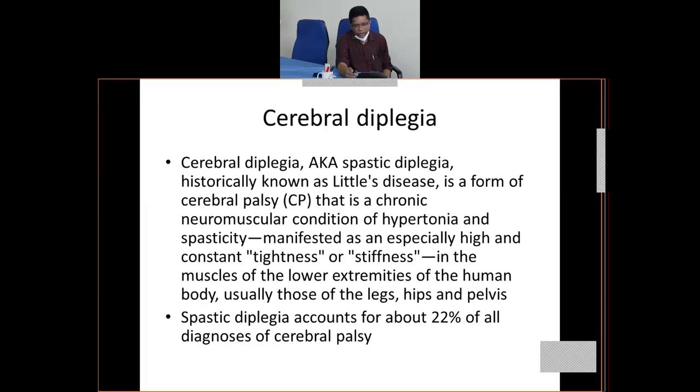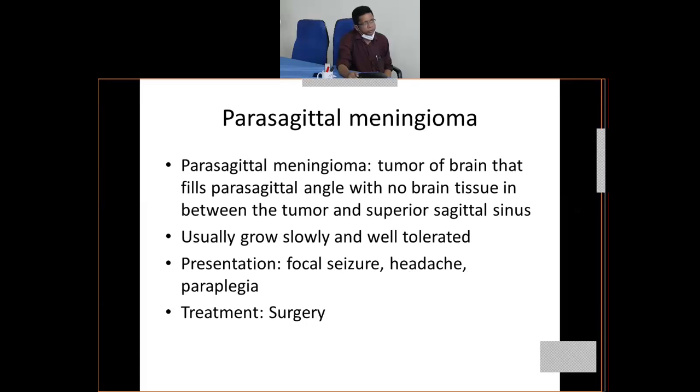So in case of an infant or maybe a child, if the patient presents with paraplegia or diplegia, then you should think of this hereditary disease. Parasagittal meningioma is a tumor of the brain that involves the parasagittal sinus, basically the area of involvement is the parasagittal sinus. So it's basically a slow growing tumor. Patient may have focal seizures, headache, and paraplegia.